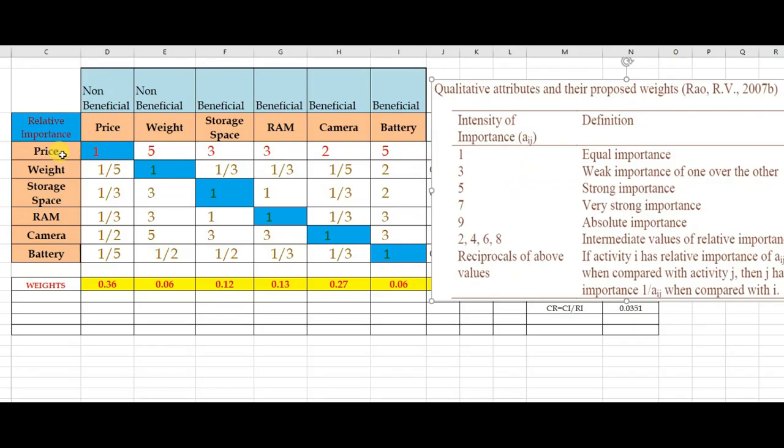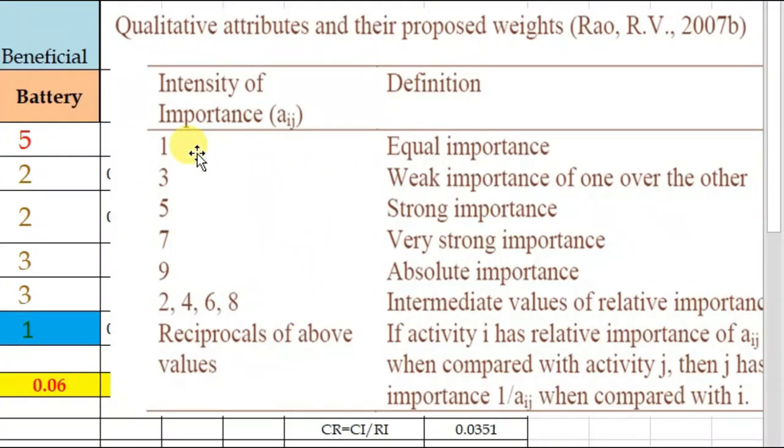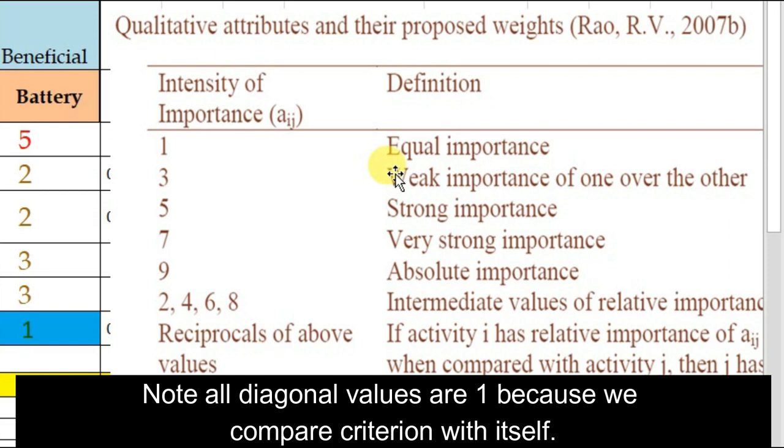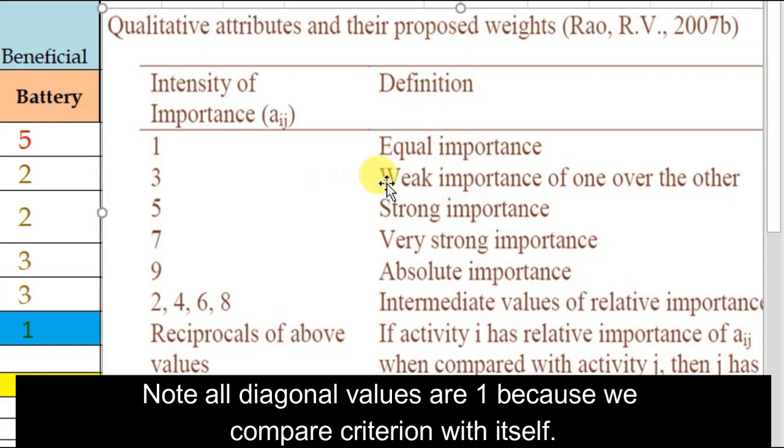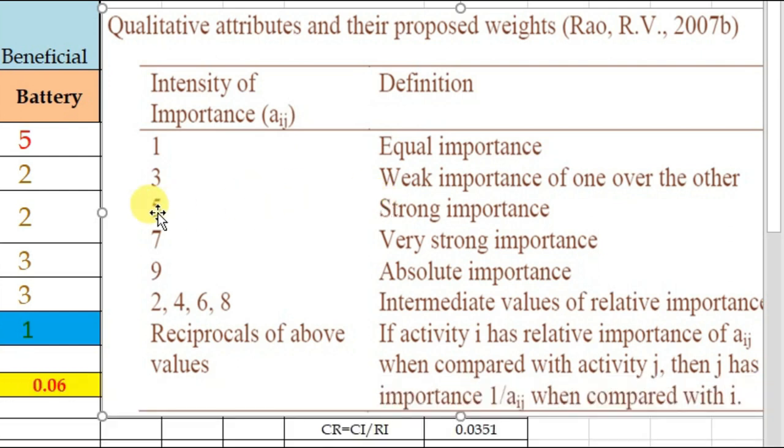So here, whenever price is compared with price, it has equal importance, and that's why we assign value 1 to price with respect to price. Now if you want a certain criterion to have weak importance over the other, then we assign value 3. If you want a particular criterion to be strongly important as compared to the other, then we assign value 5. For very strong we assign 7, and for absolute importance we assign 9.